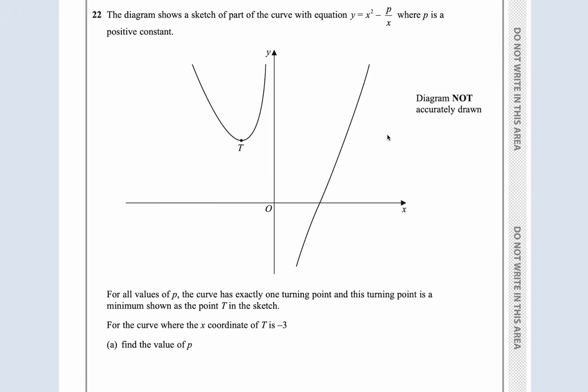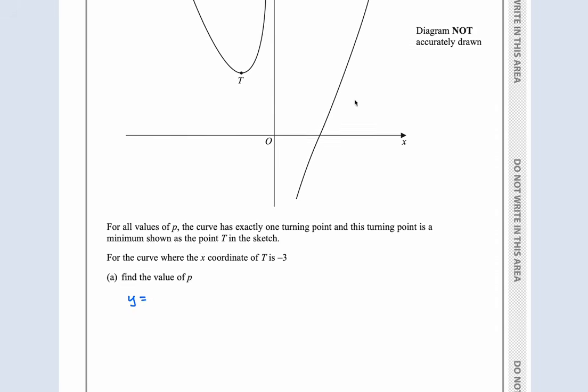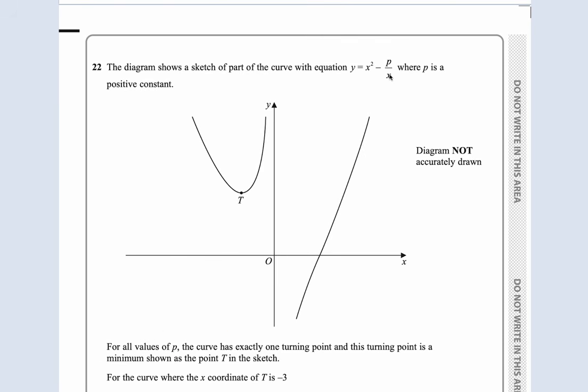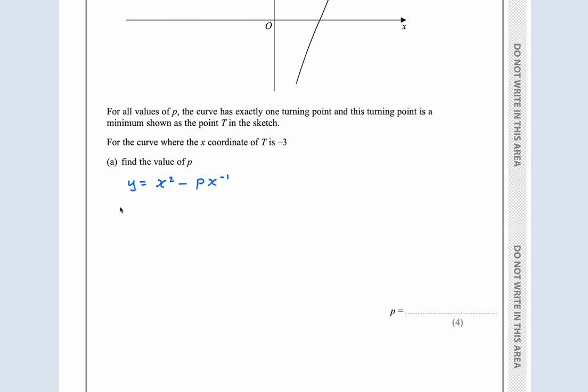Okay, so guys, this is a calculus question. It's about finding the derivative, finding the minimum. The minimum is when the derivative equals 0. So let's write this out. y is equal to x squared minus p over x. X squared minus p over x, or x squared minus p times x to the -1. When we're differentiating these, we have to write the x with a power. Okay, and now we're going to say, right, what is dy dx, the derivative?